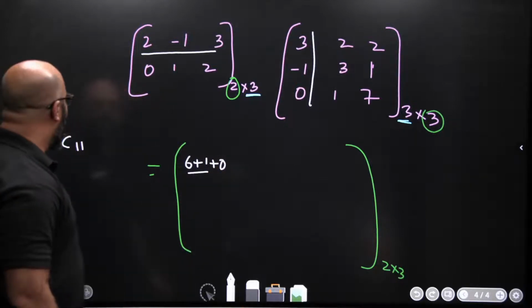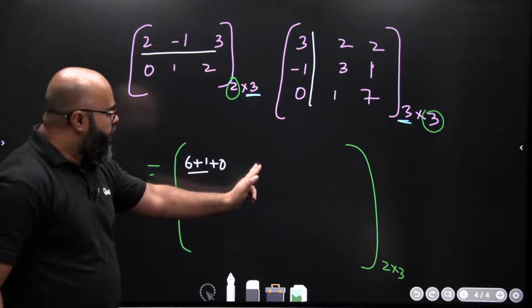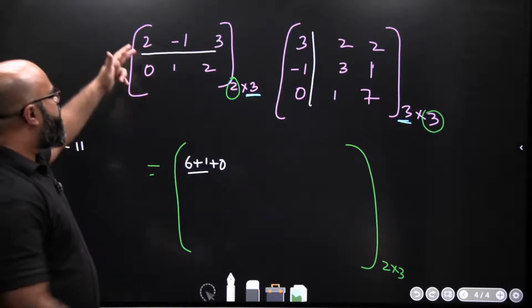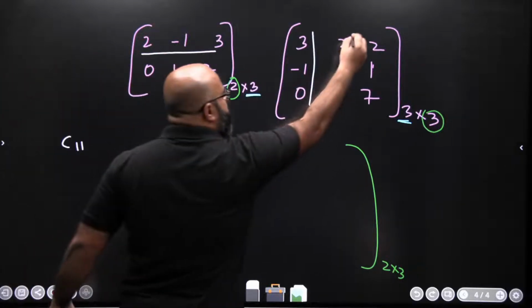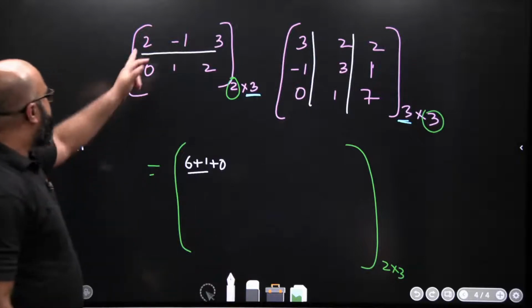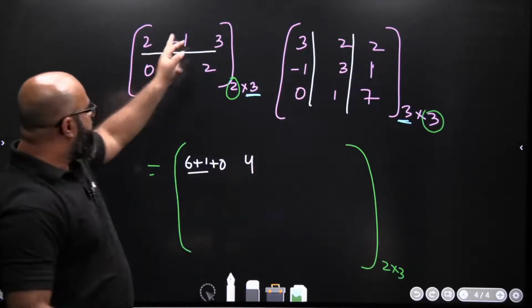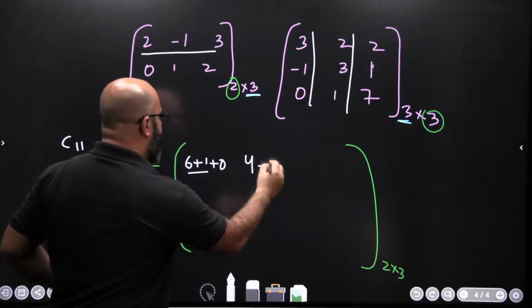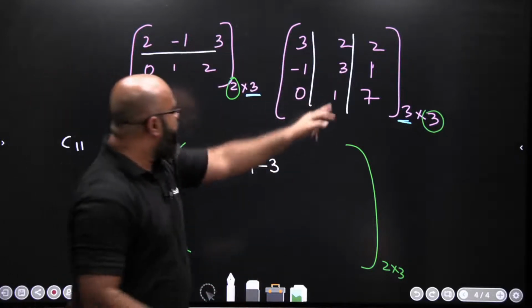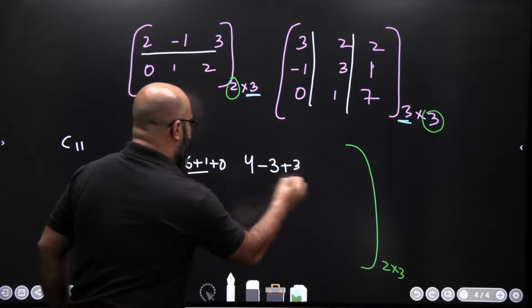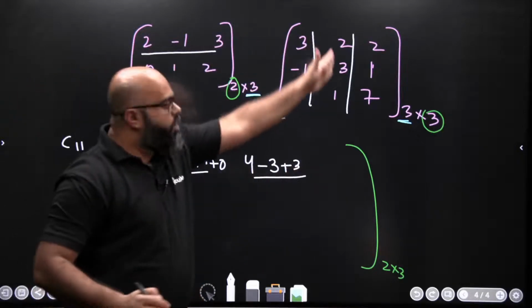Then you will come to C12 here. C12 is first row and second column. So what is happening? 2 into 2, 4, and then minus 1 into 3, minus 3, and then 3 into 1, 3. So this is first row, second column.